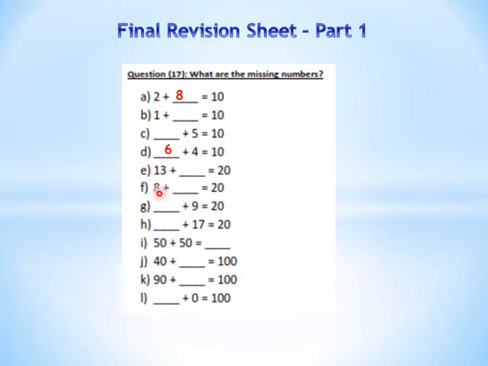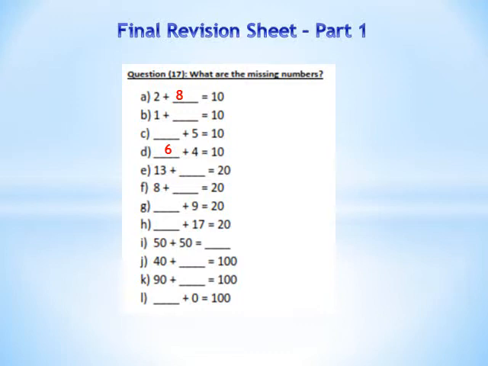Okay, number F. 8 plus a missing number gives me 20. How shall I solve this? What is the number pair of 8 that gives me 20? I will put 8 in my mind and count until I reach 20. After 8, 9, 10, 11, 12, 13, 14, 15, 16. Oh, I'm counting so much.